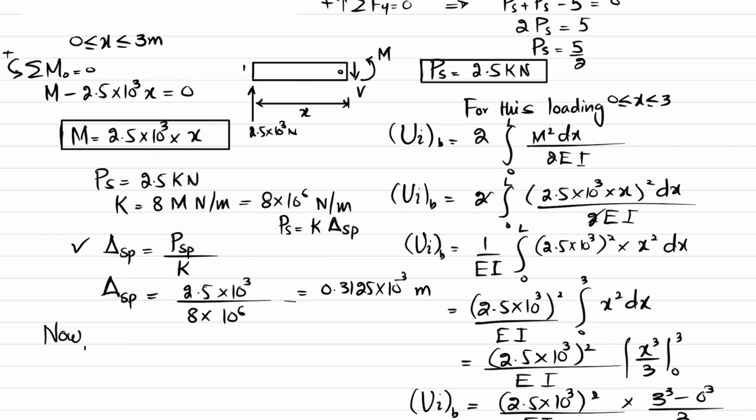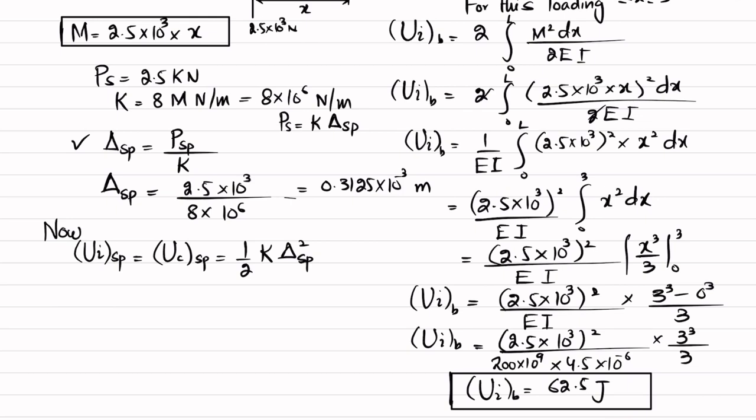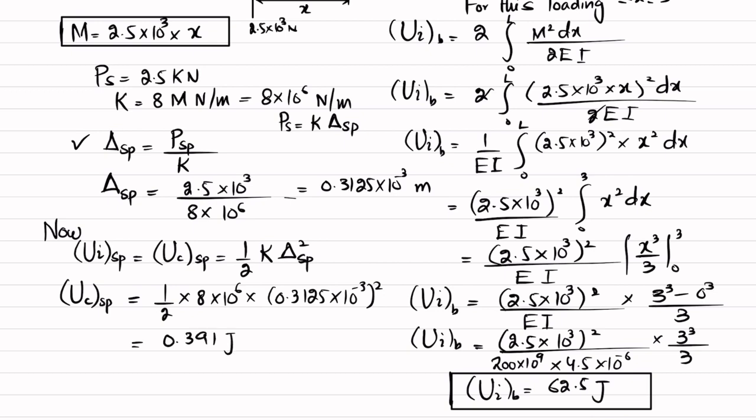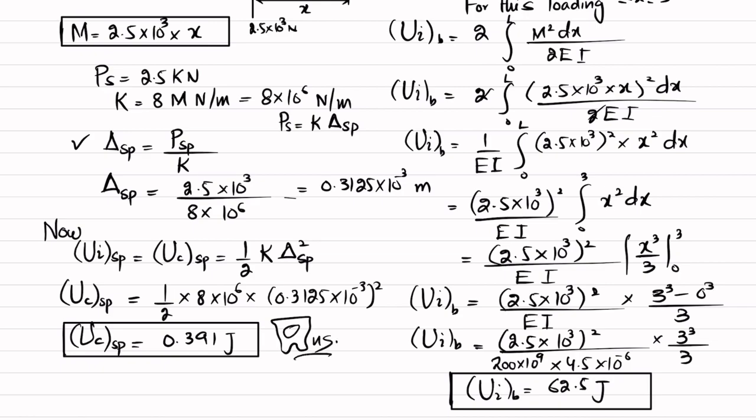Now strain energy in the spring: as the spring is in compression, the strain energy in the spring due to compression will be equal to 1 over 2, this is the formula, K into deflection of spring square. So just put the values: the strain energy in spring due to compression will be equal to 1 over 2, K is 8 into 10 to the power 6, multiplied by (0.3125 into 10 to the power minus 3) whole square. So when you multiply this, you will get 0.391 joule, which is the strain energy in spring due to compression. So this is the amount of strain energy that will be stored in each spring due to applied loading on the beam.